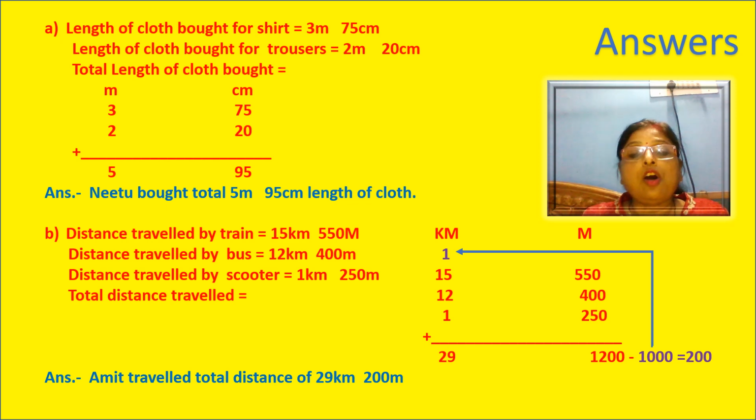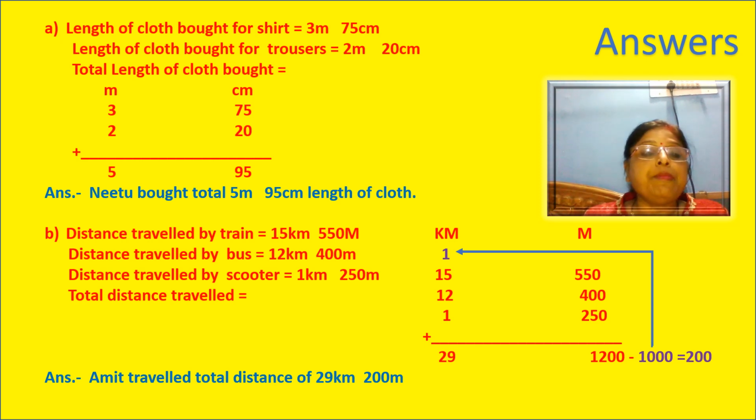Students, the solution of all the previous exercise is given in the slide. First question was, Neeta went for shopping and bought cloth for a shirt and trousers. The length of the shirt cloth is 3 meter 75 centimeter and the length of the cloth for trouser is 2 meter 20 centimeter. Now you have to find out the total length of the cloth. For this you have to add, and your final answer is 5 meter 95 centimeter. So in the answers column you have to write Neeta bought total 5 meter 95 centimeter length of cloth.